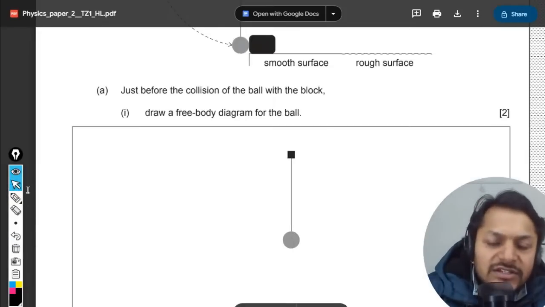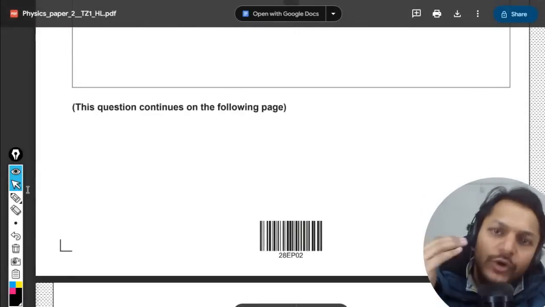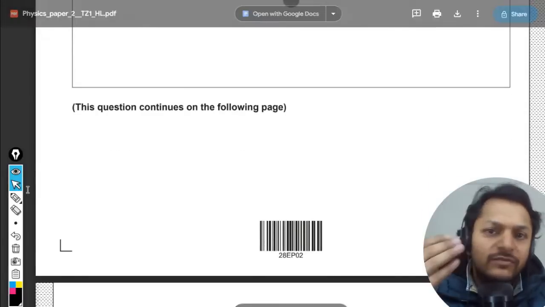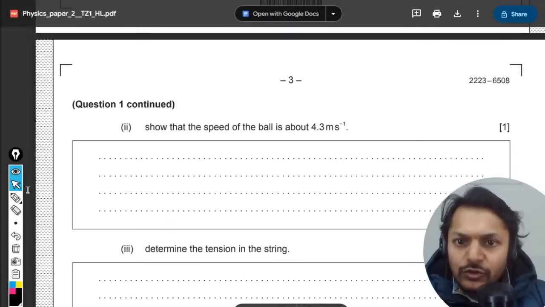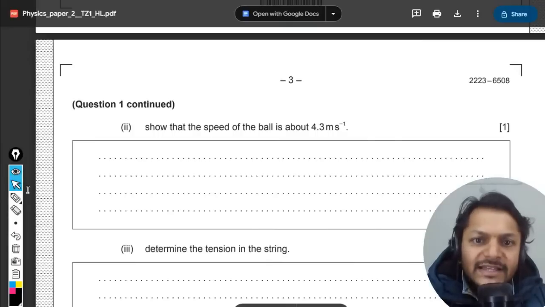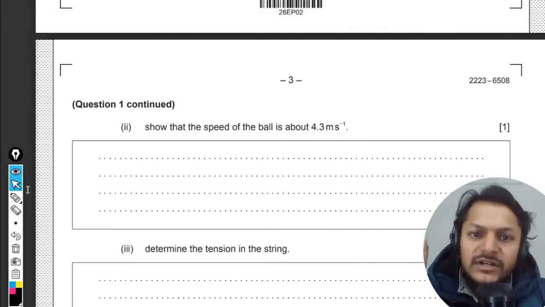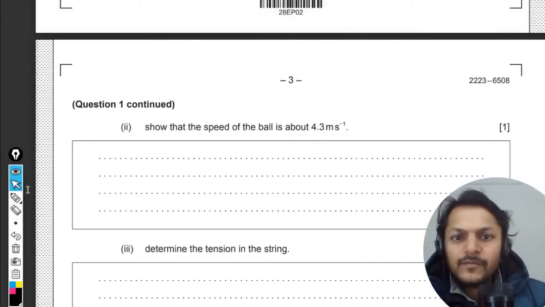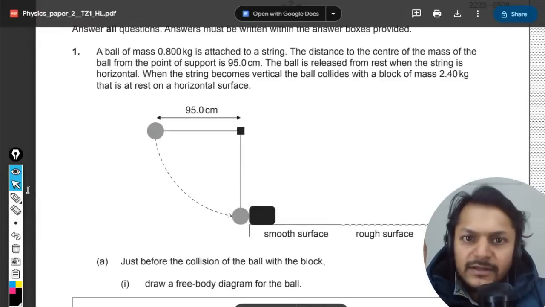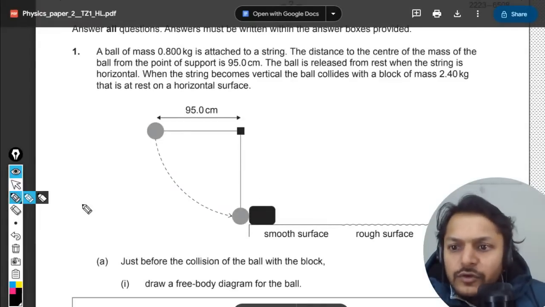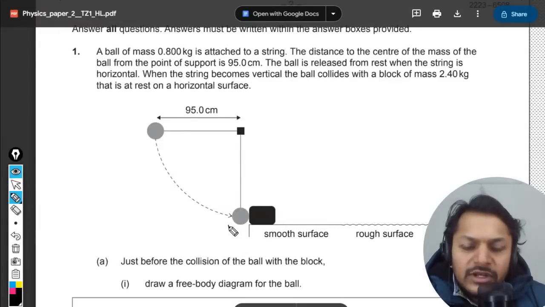Anyways, let us move to the next question, and then I will be showing you the mark scheme also, and we will verify this answer also. Show that the speed of the ball is about 4.3 meters per second. Okay, let us see. So we want to find the velocity of the ball at this point.